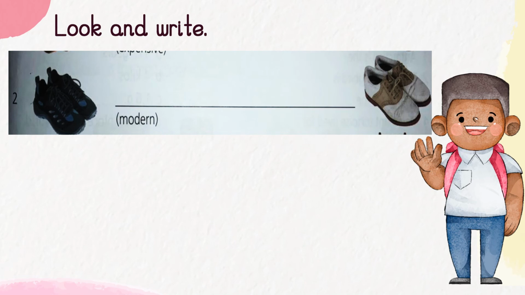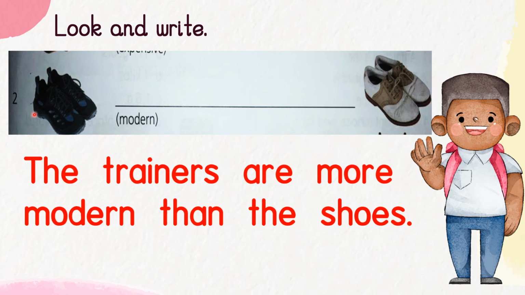Now we move on to the second one. You still remember what this is that we learned before in year 2? Yes, this is trainers. Trainers, and then this is the normal shoes, or you can say the leather shoes. So the trainers are more modern, lebih modern, 比较新潮. Then we put the shoes. So it means these trainers are actually more modern than the shoes. Shall we read together? The trainers are more modern than the shoes. Very good.